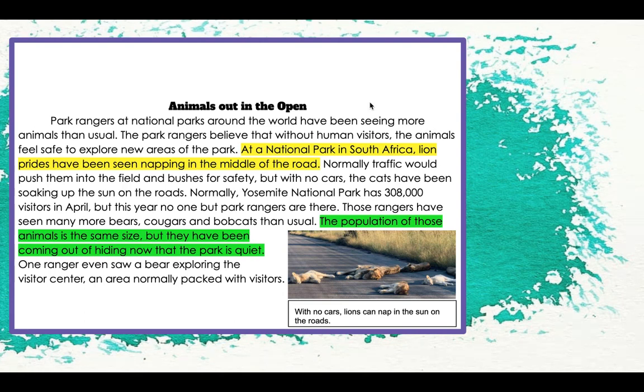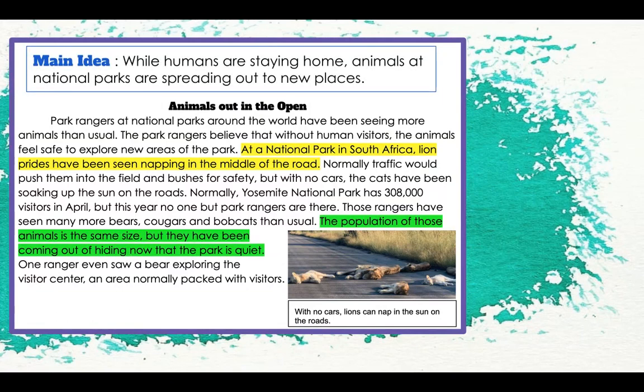Take a minute to think about, what is this passage mostly about? What's the topic here? And what do we learn about that topic? I would say the topic is probably animals at national parks or wild animals. And what do we learn about those animals? What are they doing and why? So I would say a good main idea is that while humans are staying home, animals at national parks are spreading out to new places or are coming out of hiding or are being seen more.